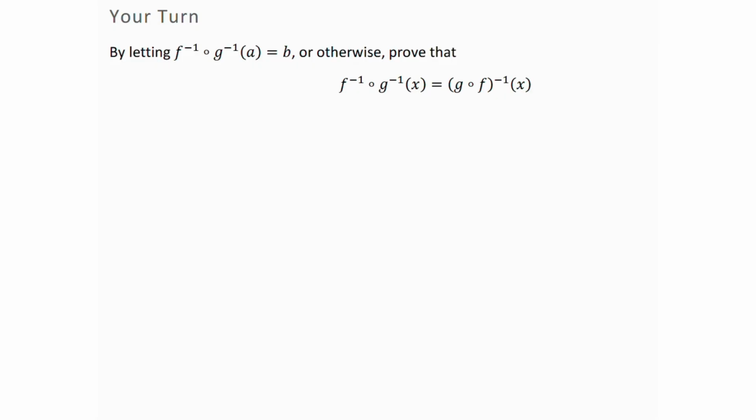By letting F inverse composed with G inverse of A be equal to B, prove that F inverse composed with G inverse of X is equal to G composed with F, all of that inversed, of X.